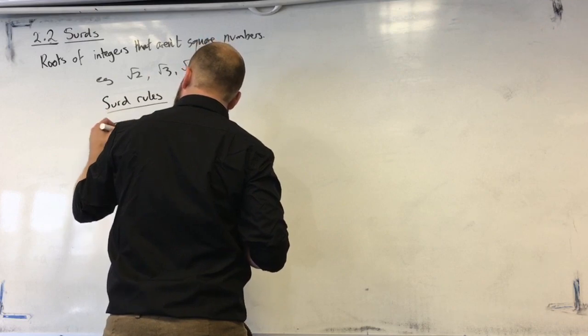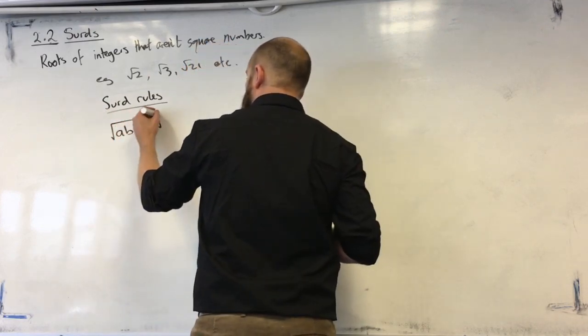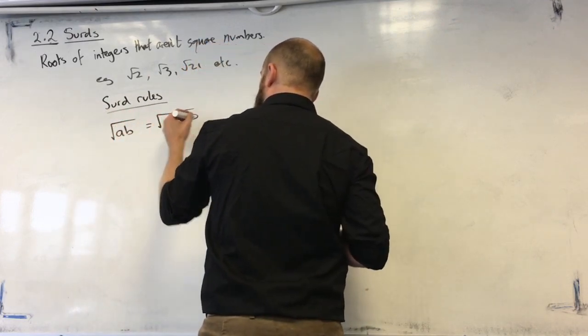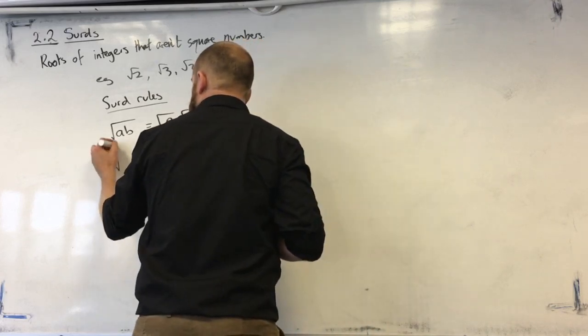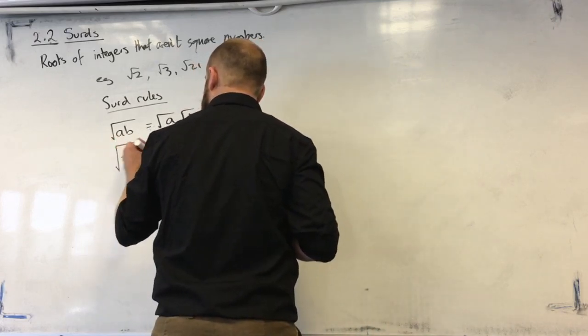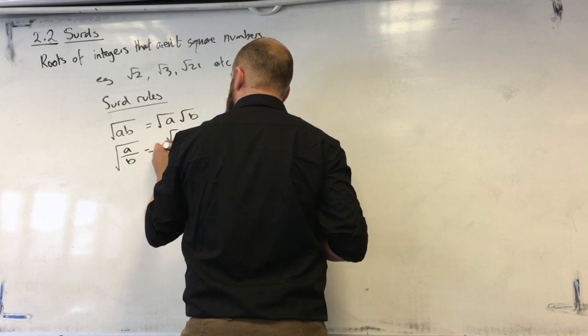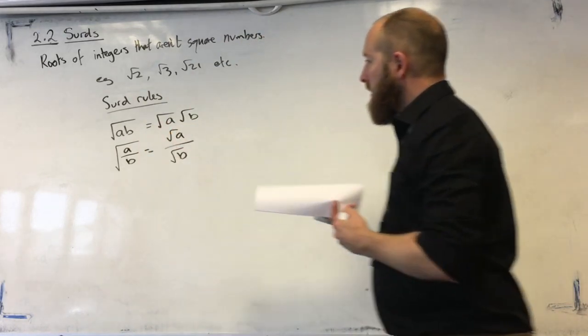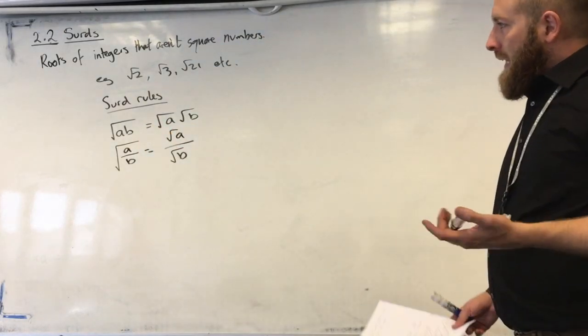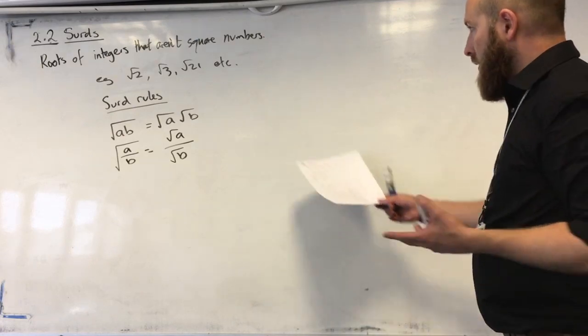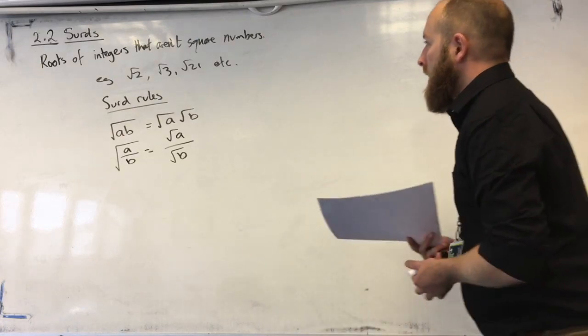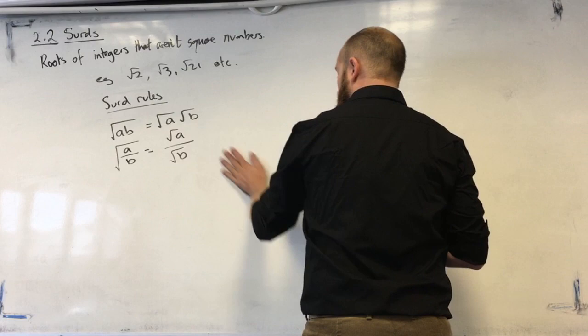So the root of AB can be split up into root A times root B, and root of A over B can be split up into root A over root B, which kind of comes from the index rules as well. You can explore that bit if you want, but it all kind of links together. So just a quick few examples of using those rules.